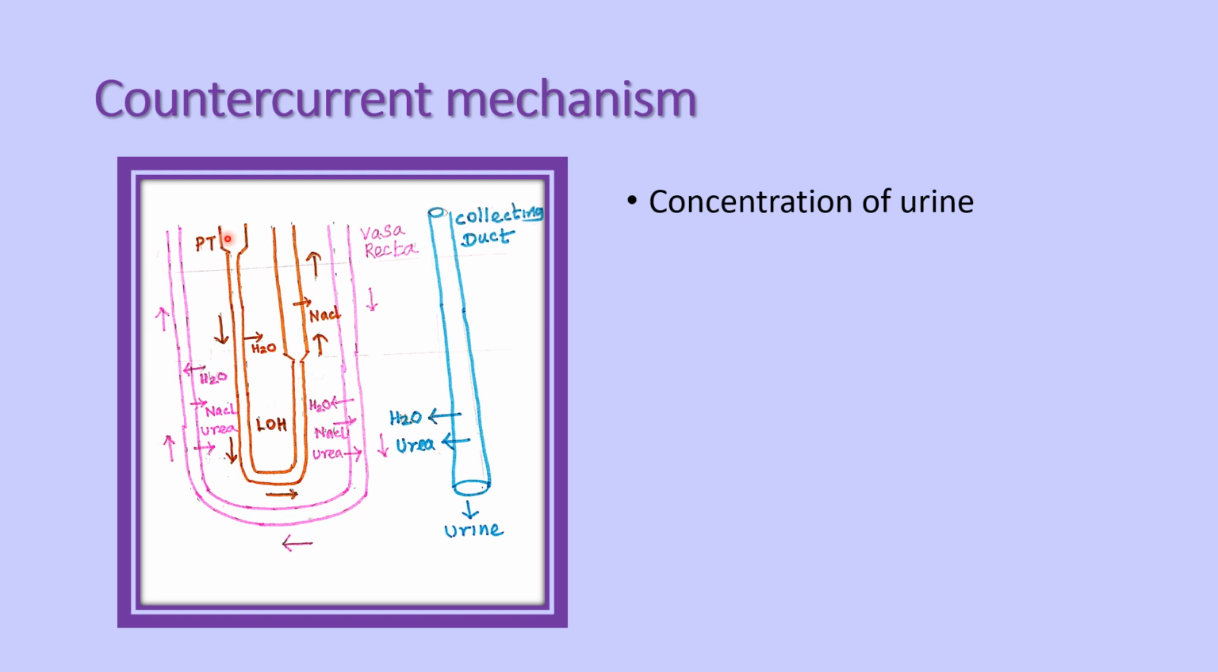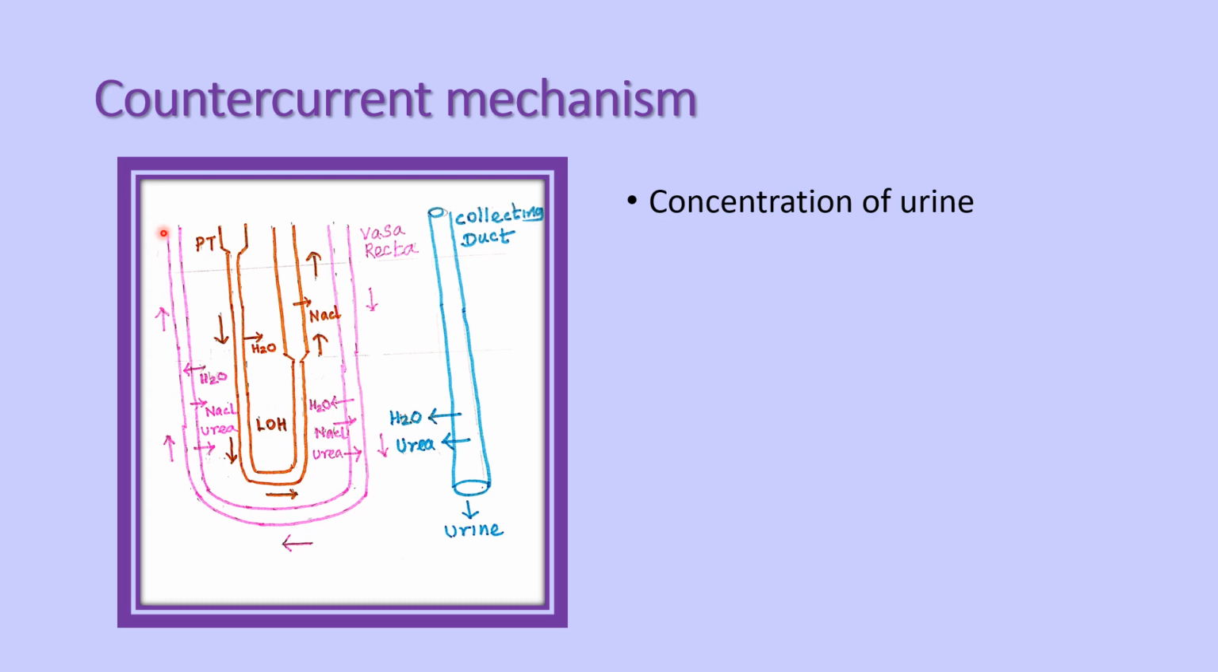The loop of Henle is the continuation of the proximal tubule, and it continues as the distal convoluted tubule and collecting duct. The vasa recta originates from the efferent arteriole. This is the descending limb of the vasa recta, and this is the ascending limb of the vasa recta.